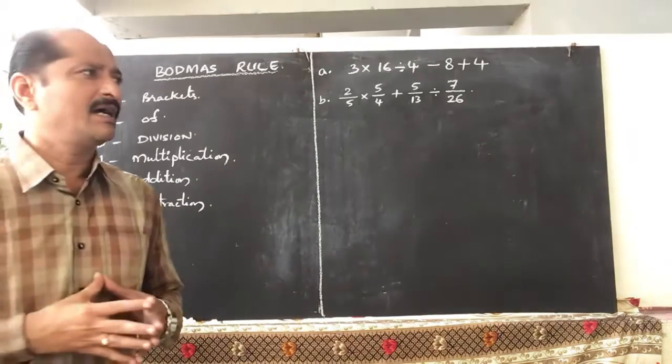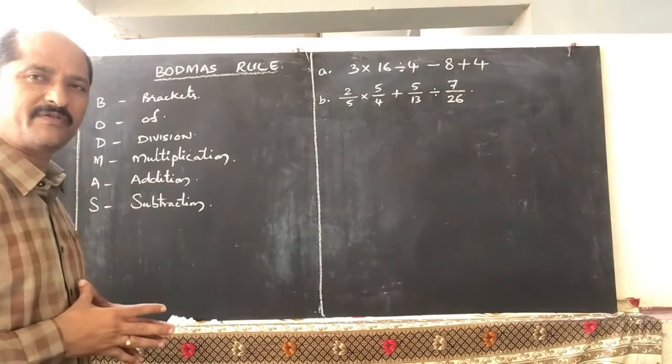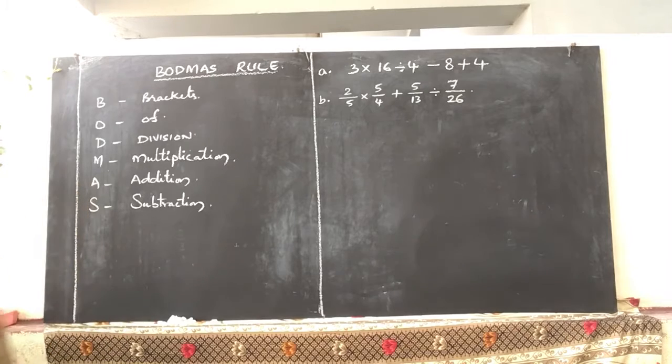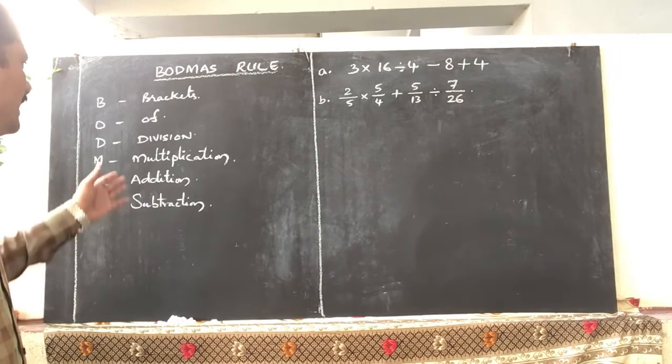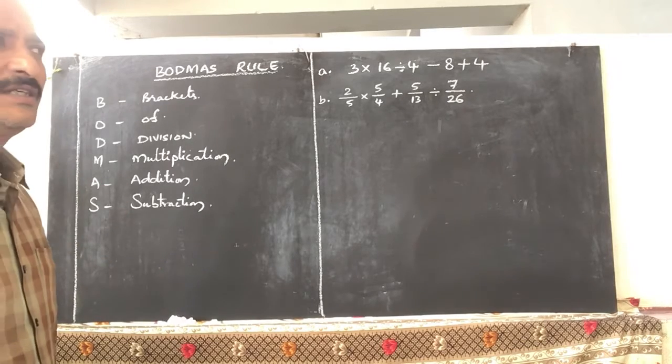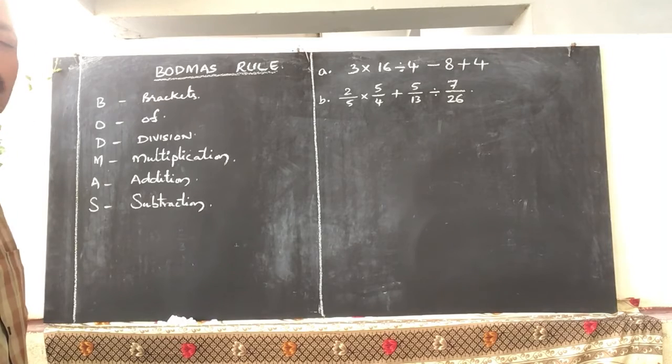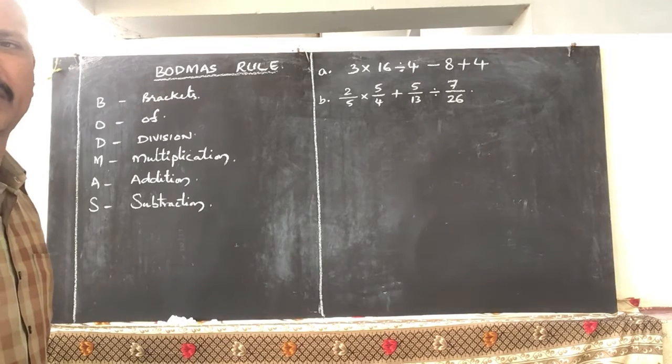The examples in the brackets you have to simplify. Then next, off. Then here division, multiplication, addition and subtraction. So with the help of this BODMAS rule, we can do any simplifications.